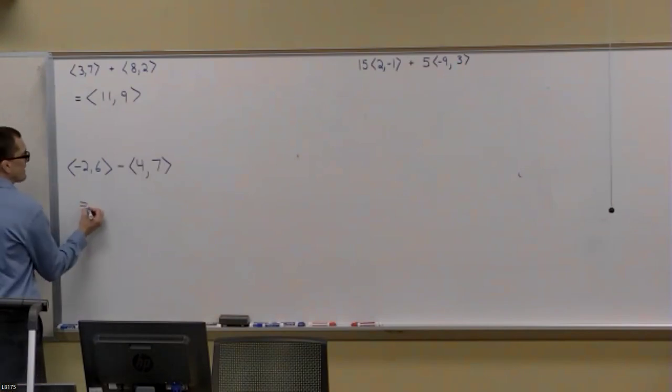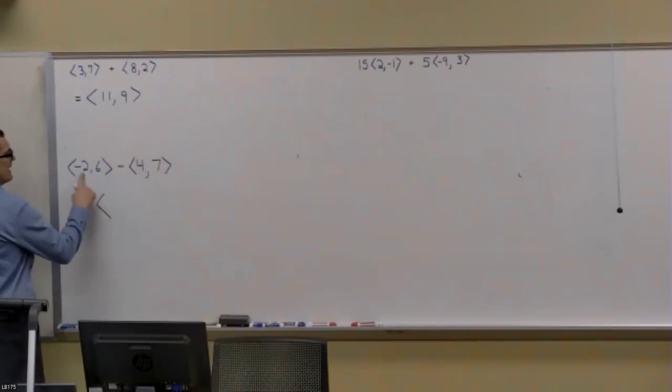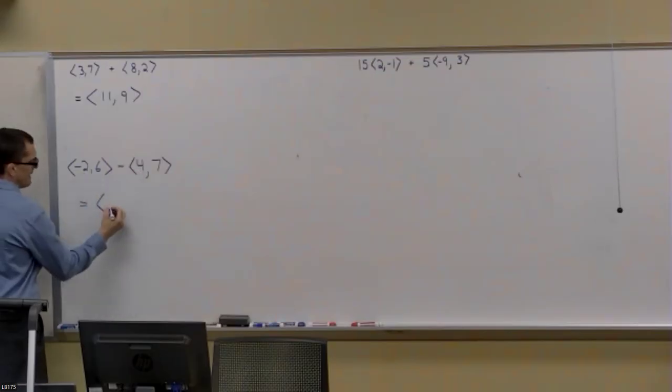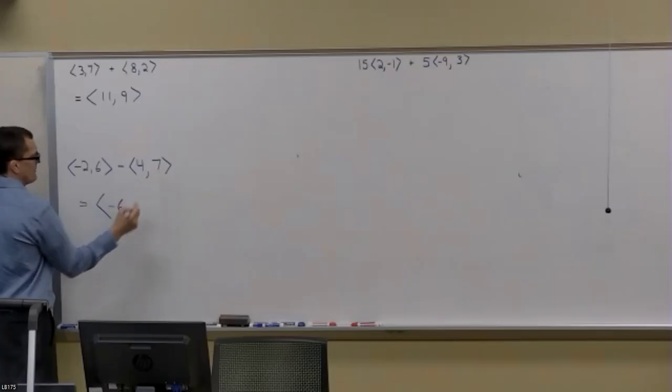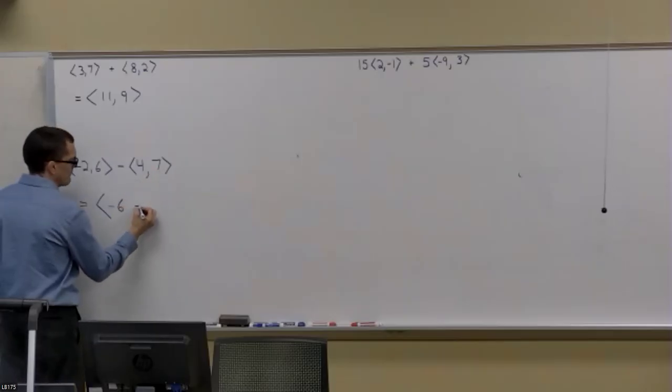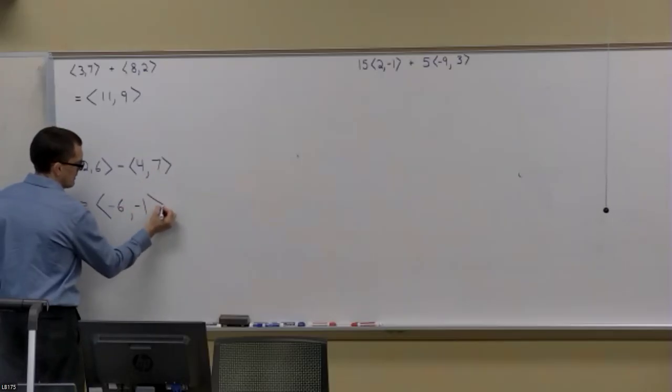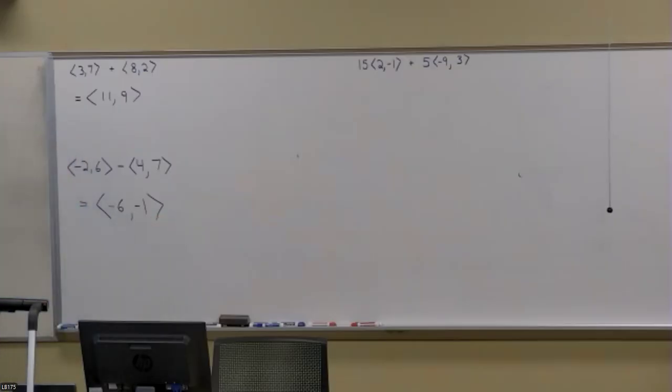When you subtract, we subtract: -2 minus 4, that's a -6. 6 minus 7 is a -1. So we get the vector -6 comma -1.